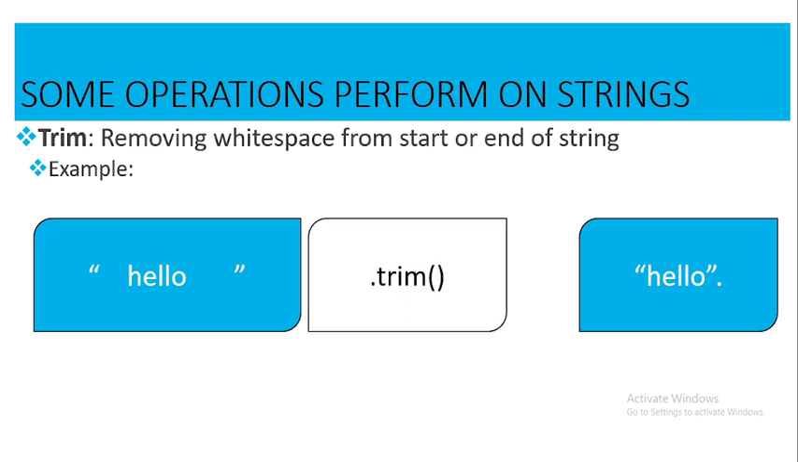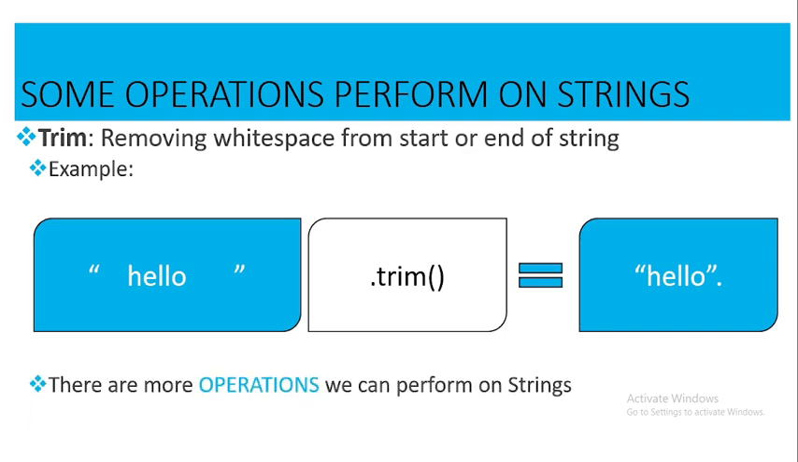So we can perform an operation called dot trim, and this dot trim operation will take our string with the leading and trailing white spaces and change it to the string without the white spaces. There are more operations that we can perform on strings that we cannot cover in this particular lesson. What I want you to understand is that the kind of data we deal with determines the operations that we can perform on the data.